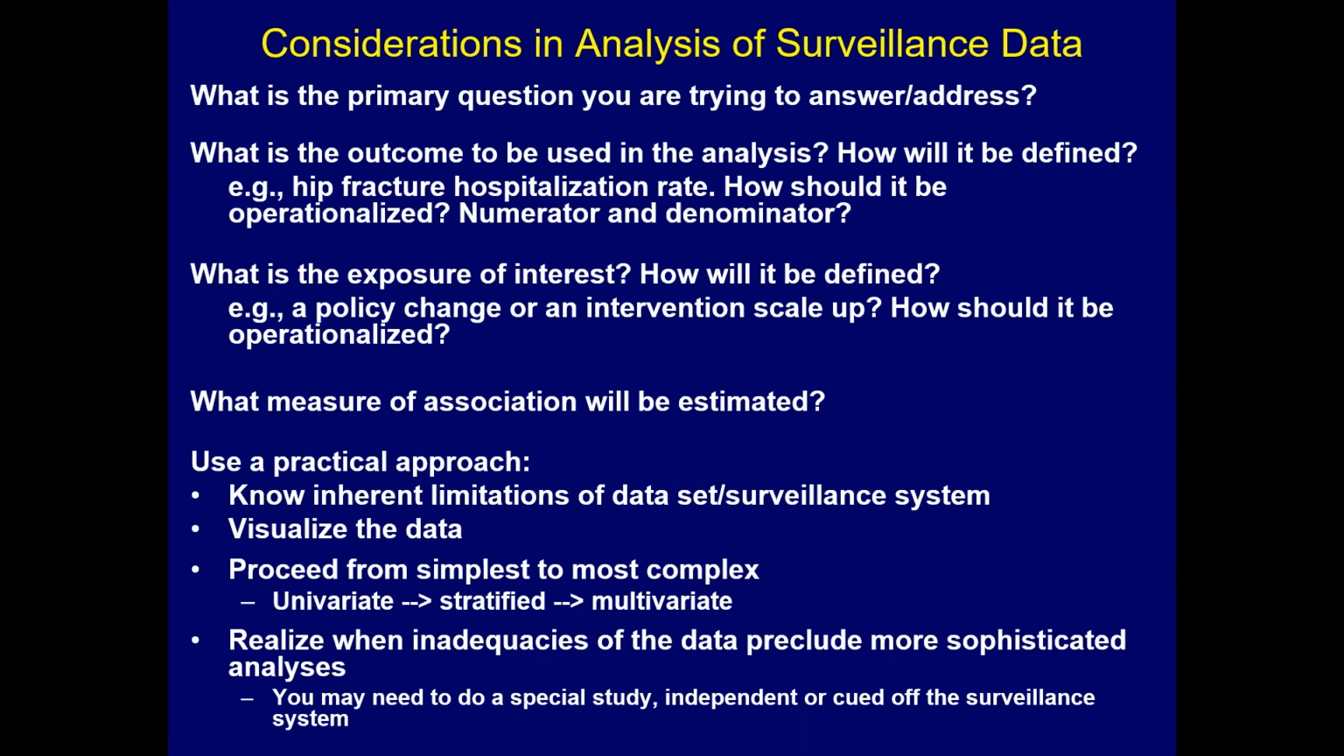So no matter what kind of question you're going to ask, you will always need to think about the inherent limitations of the data you are using, and think about how to visualize the data to deliver the message you're going to convey. And also think about what analysis you're going to conduct, always from the simplest to the complex. What's the univariate analysis? What's the stratified analysis? And what confounding factors are going to be included in your model for the multivariable analysis?